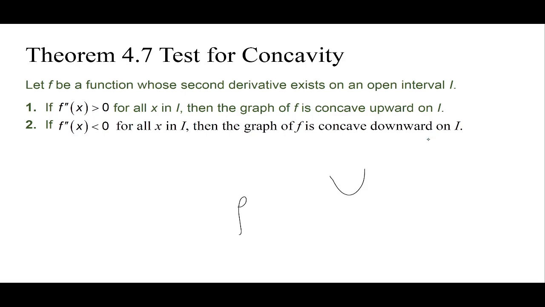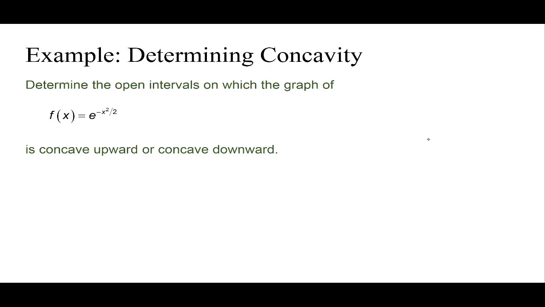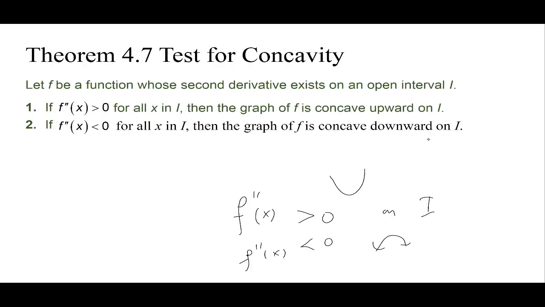So find out the second derivative, and if it's positive on interval I, then the graph would be concave upward. If the second derivative is negative on the very same interval or any other interval, then the graph would be concave downward. So it's just finding the first derivative and second derivative and finding whether the second derivative is positive or negative on the interval.